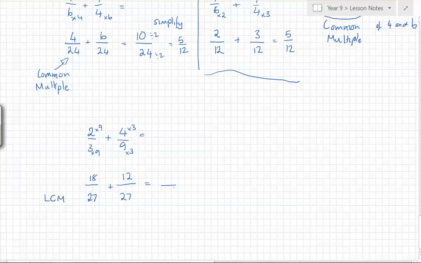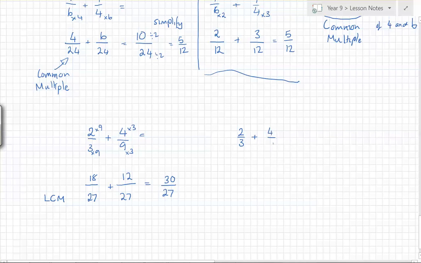So therefore, the answer will be... So Sophie, chill out. Let the other ones. So it'd be 30 out of 27. Although, is that the lowest common multiple? No.